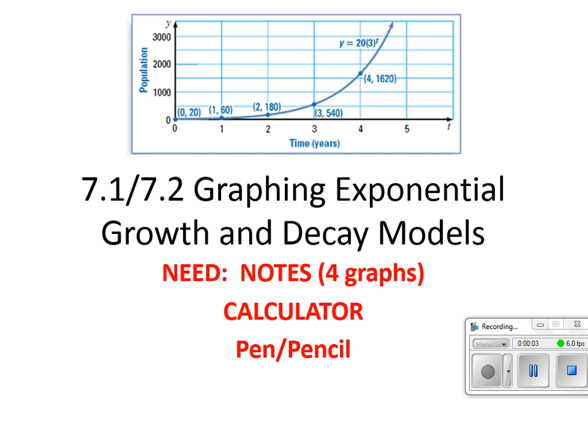Hello, Algebra 2 folks, and welcome to Graphing Exponential Growth and Decay Models. You need your graphs that I gave you in class, a calculator, and a pencil.